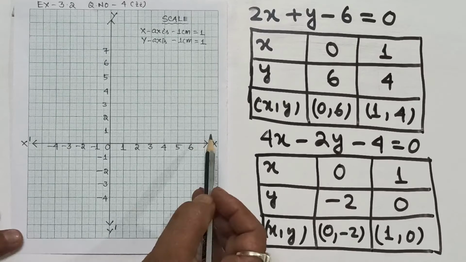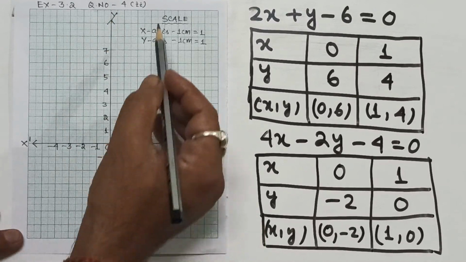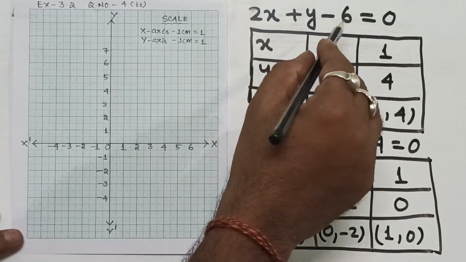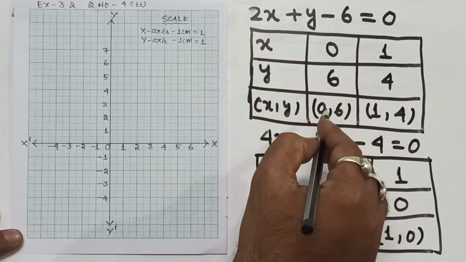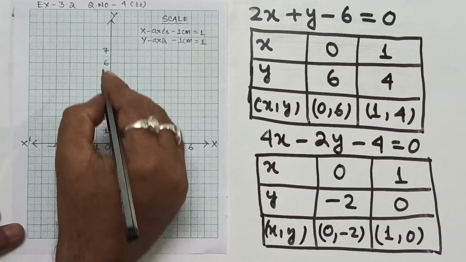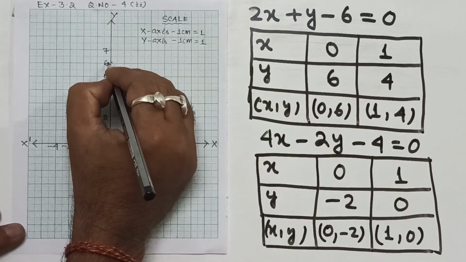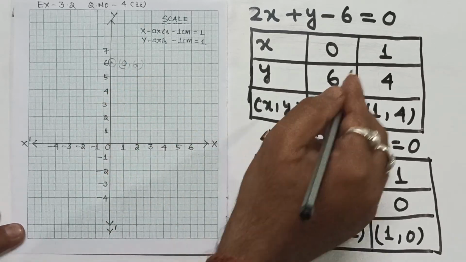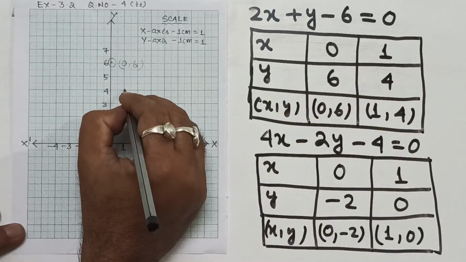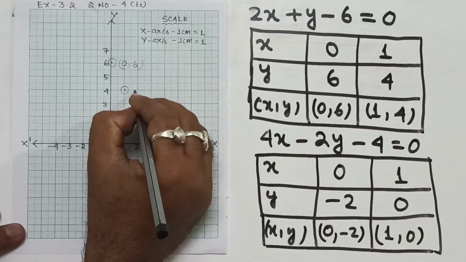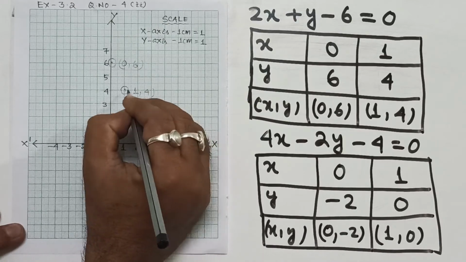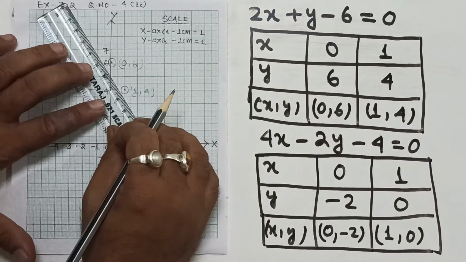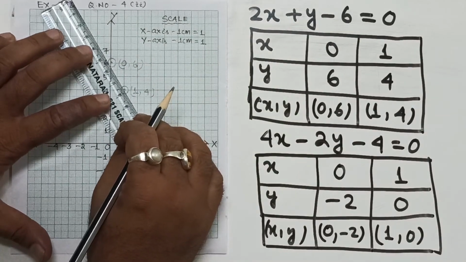Now here the x-axis and y-axis have already been drawn. X-axis 1 cm is 1, y-axis also 1 cm is 1. Now from the equation we got the points. What points? 0, 6. This is the point 0, 6. Another point 1, 4. This is the point 1, 4. Now we'll join these two points to draw the line.